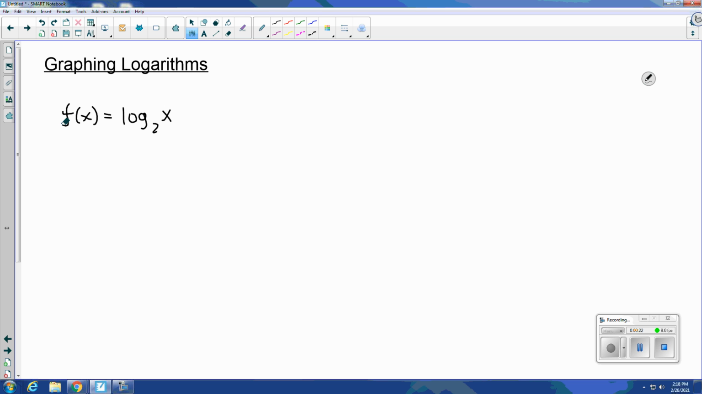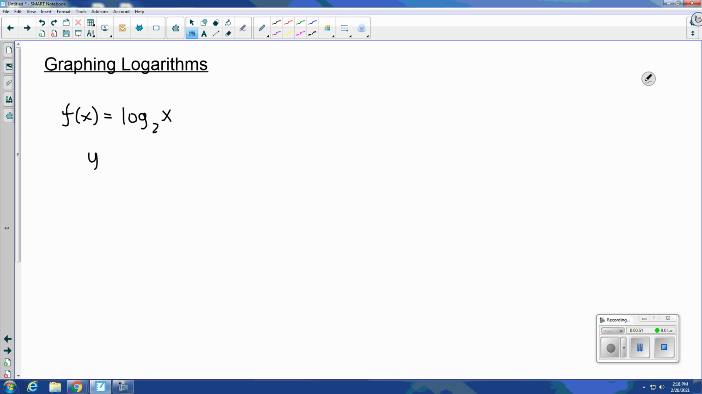But what we're going to do is leverage the fact that logarithms are the inverses of exponentials, knowing that exponentials are easier to evaluate, in which case I'm going to generate a table of coordinates with that inverse exponential, and knowing that we can find inverse coordinates by just switching the x and y values. That'll get us our table for the logarithm that we can plot. So the question is, well, what is the inverse exponential to this logarithm?